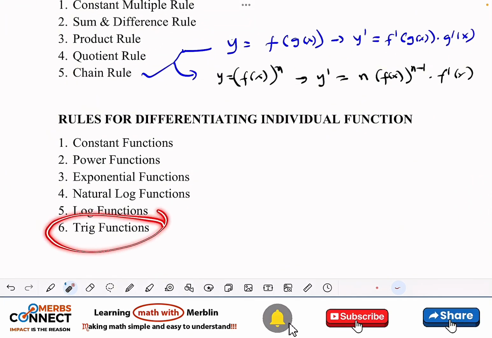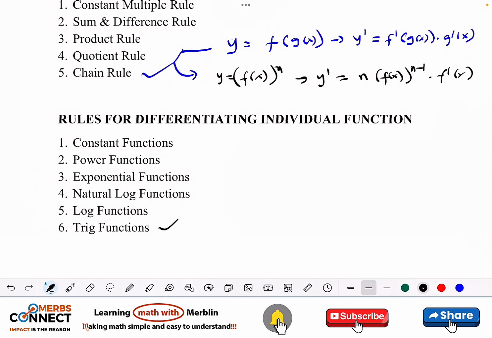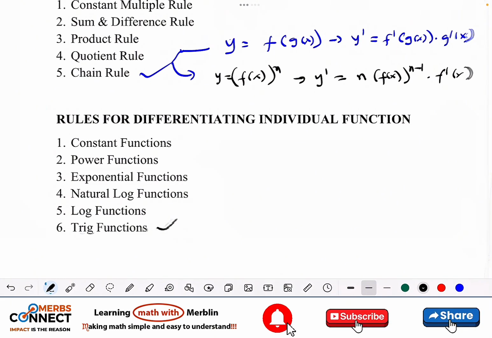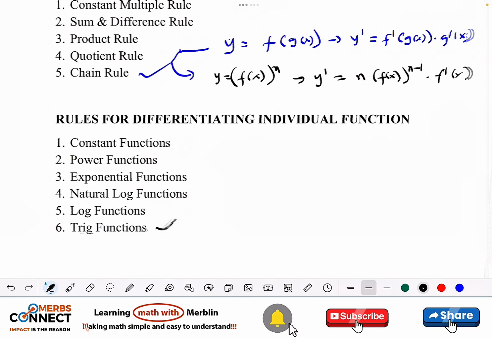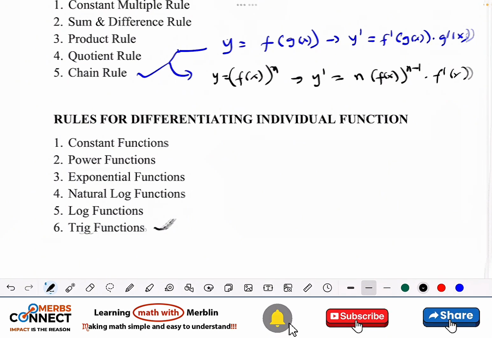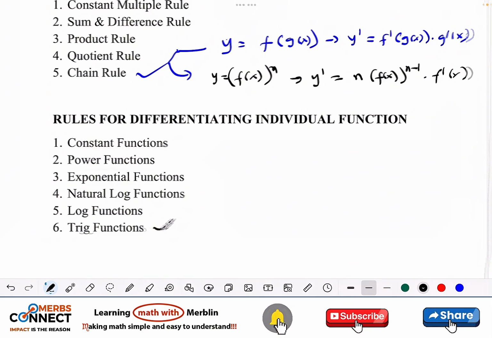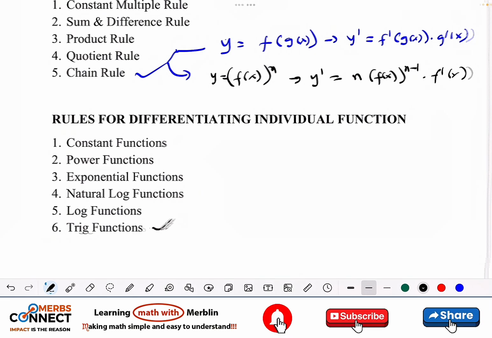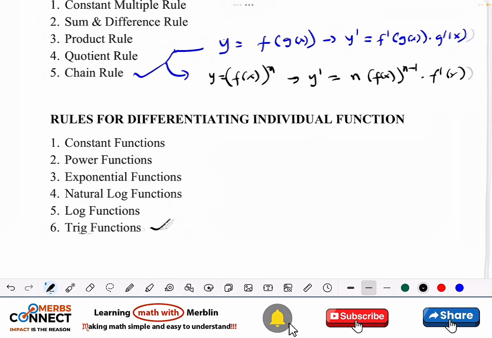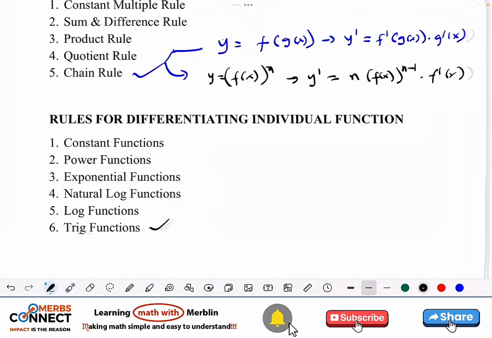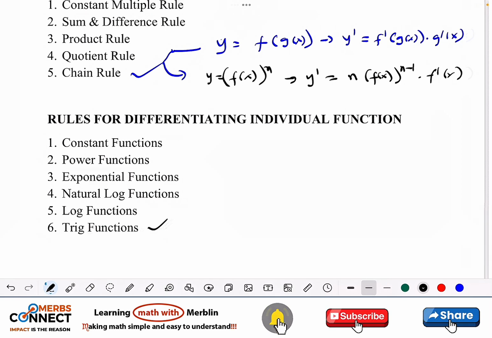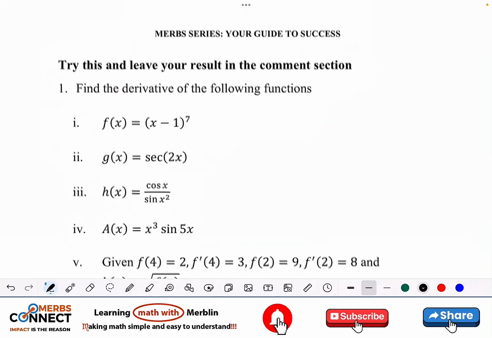And then we talked about trig functions, and we saw that trig functions are rules for differentiating individual functions. So we know that when I differentiate sine, I get cos. When I differentiate cos, I get minus sine. When I differentiate tan, I get sec squared. When I differentiate cot, I get minus cosec squared. So we should have all those things in our mind so that it will help us to go through our differentiation very well. We will add more in the next video, and then we will see how we can put the whole question together and apply everything that we've learned.